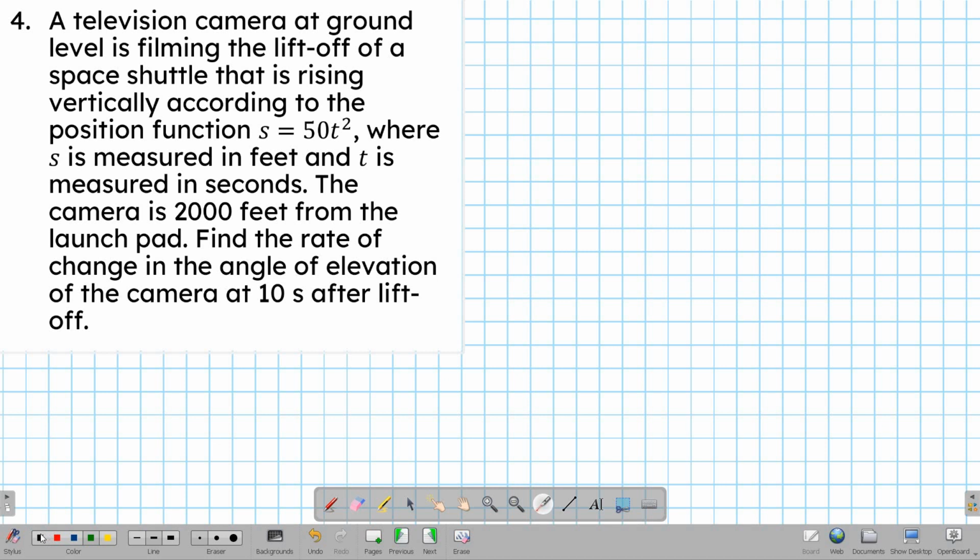So let's try to draw our problem. This is number 4. A television camera at ground level. So this is the ground level. And this is the camera. Then the space shuttle lifts off.